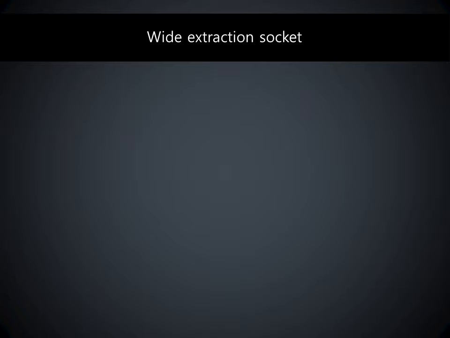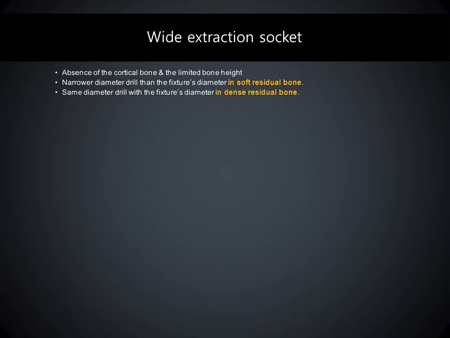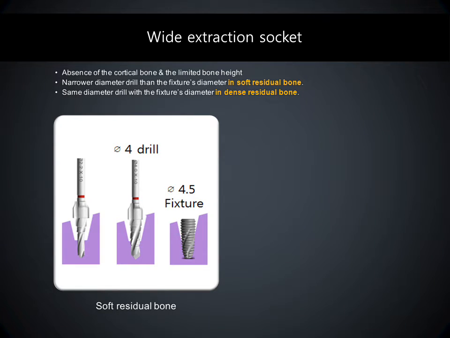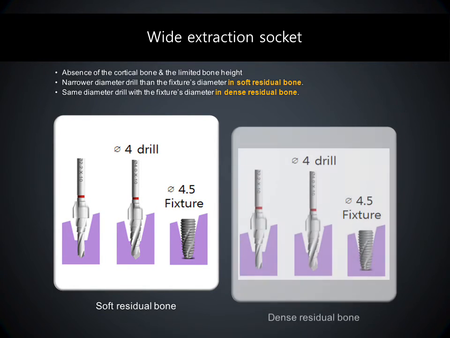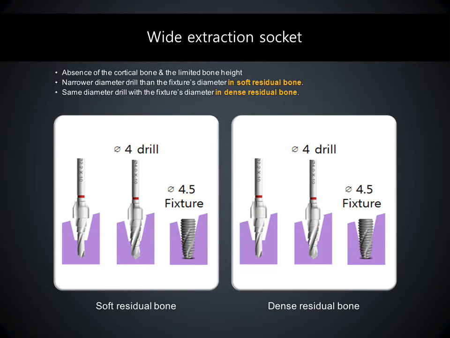In a wide extraction socket, it is difficult for the implant to be fixed in the sponge bone due to the absence of cortical bone. For firm fixation of the fixture, the final drill could have a narrower diameter than the fixture's diameter. In dense residual bone, the final drill of the fixture could be used.